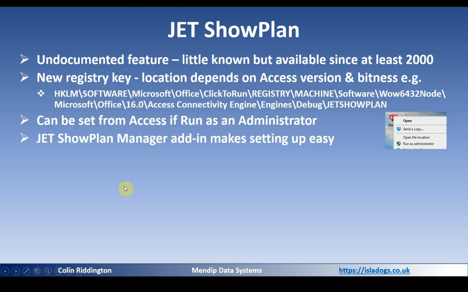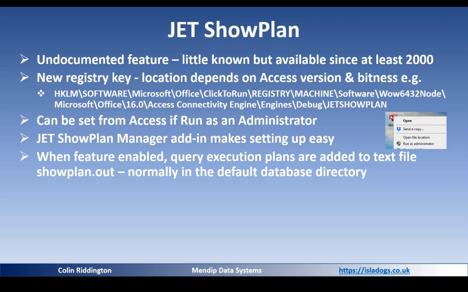I found it very frustrating because I have a dual install system, 2010 and 365, trying to work out where on earth I should be putting this key when I first did this. And so I devised a JET ShowPlan Manager to try and make it as easy as possible. And just recently I've converted it to an add-in, which I will show you. But I will need to set this up as an administrator, as I said, in order to use this properly. Once it's enabled, then query execution plans are added to a text file called showplan.out.